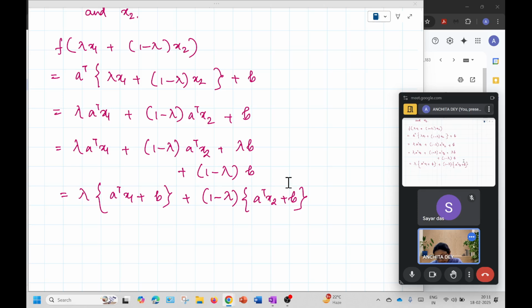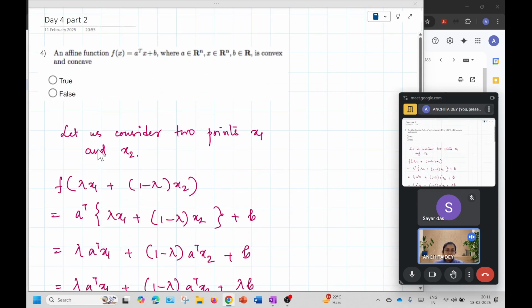And therefore, this is what? This is equal to lambda into f of x1 plus 1 minus lambda into f of x2. And since the equality condition is satisfied, we can say that the function is affine, and that means it's both convex and concave. So I think now the answer is very straightforward for you.